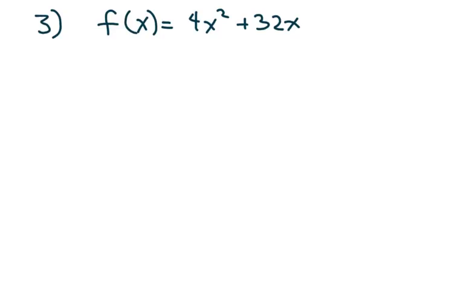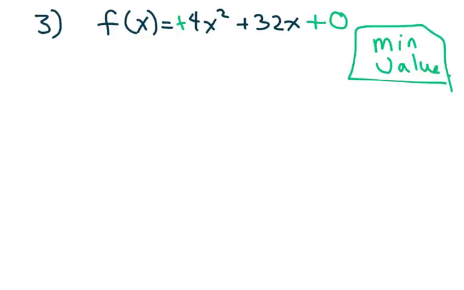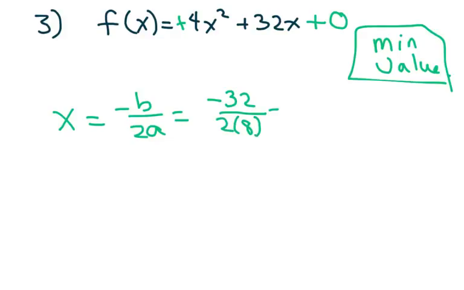Okay, in this case we do have a b, but we don't have a c. Our c is 0. So a is positive here, so this means it has a minimum value. And we just have to find the vertex to see where that minimum value occurs. So our x is negative b over 2a. b is 32, so it's negative 32 over 2a. And this is going to be negative 32 over 16, which is negative 2. So my x value is negative 2.